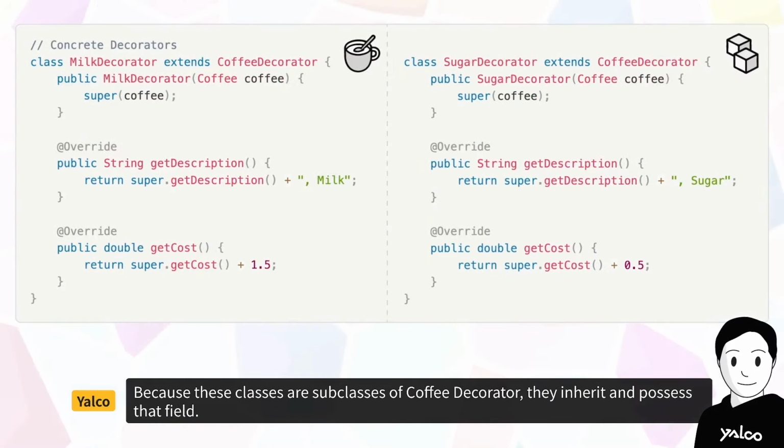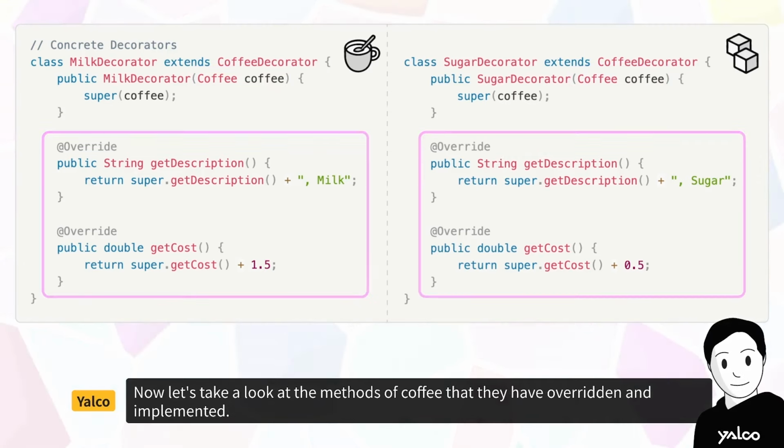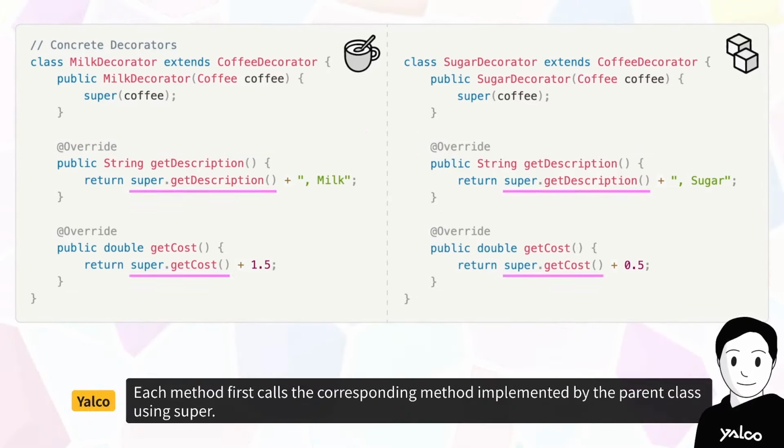Because these classes are subclasses of coffee decorator, they inherit and possess that field. So the coffee instance received as a parameter in the constructor is stored as the value of the decorated coffee field. Now let's take a look at the methods of coffee that they have overridden and implemented. Even if this part isn't understood at the moment, please follow along for now.